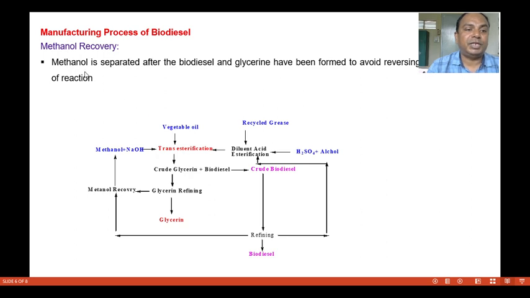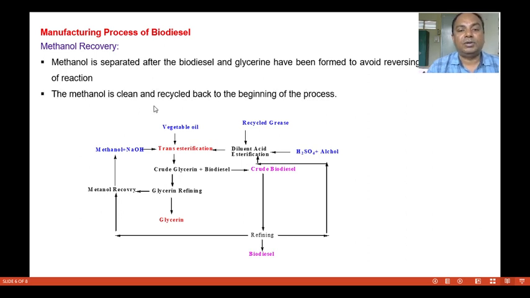The first thing we have to perform is this: methanol is also present, because we use methanol in which acid or base is dissolved and made to react with the preheated oil. Therefore, initially we have to separate the methanol. So first of all we will see the methanol recovery. Methanol must be separated from biodiesel and glycerin or glycerol, and this methanol so separated can be used further or recycled back in the process.